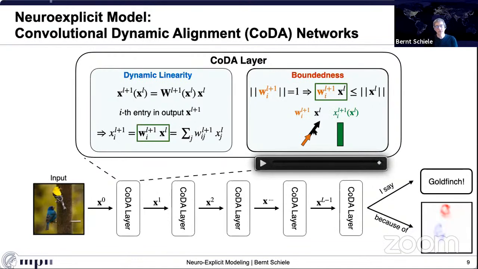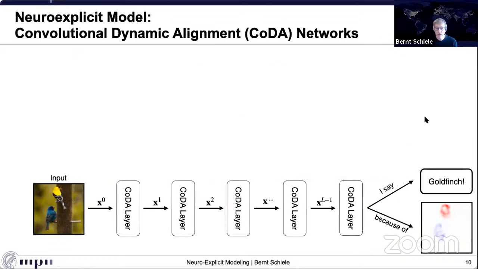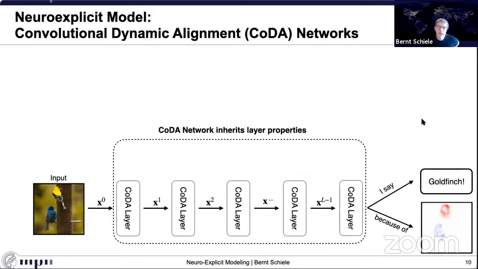So if you rescale this with another temperature parameter, making it smaller and smaller, you force it even more to align with the inputs. And since we're doing this not for a single layer only, but for the entire network, the network itself inherits these properties from the single layers.